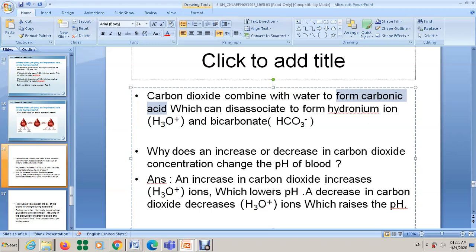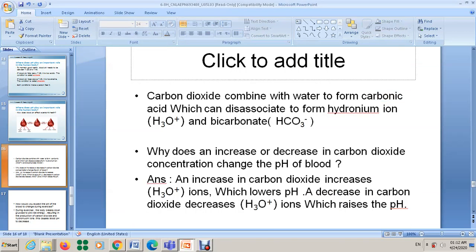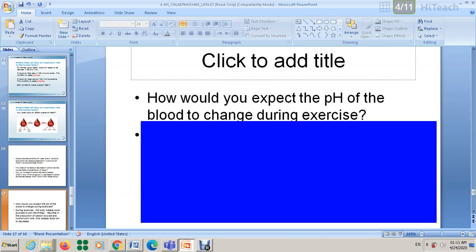Okay, I want to make sure that you understand this part. I want to show you two questions. Think about these two questions before you look at the answers. The first question is talking about how would you expect the pH of the blood to change during exercise? Yani, while you're doing exercises, what's going to happen to the pH of your blood?